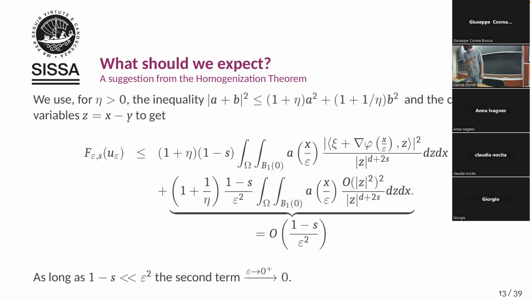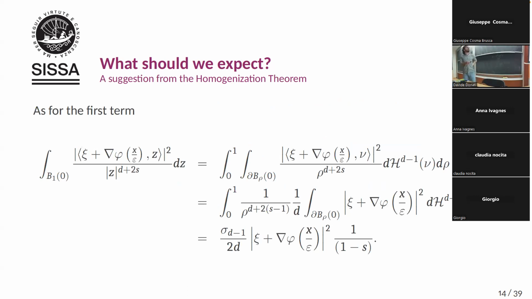In this case, when you let epsilon tend to 0 and therefore 1 minus s tends to 0 as well, this object is going to disappear in the limit. So we are left with having to analyze this term. And since here we have first an integration in z, we may take outside the coefficient a of x divided by epsilon and only analyze the integral of this object here.